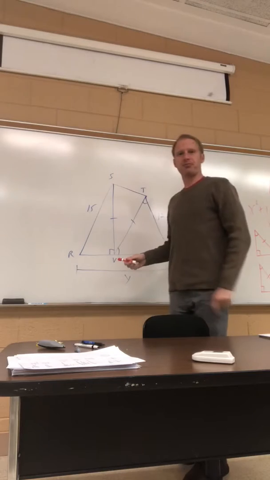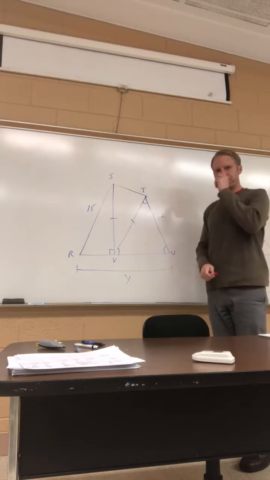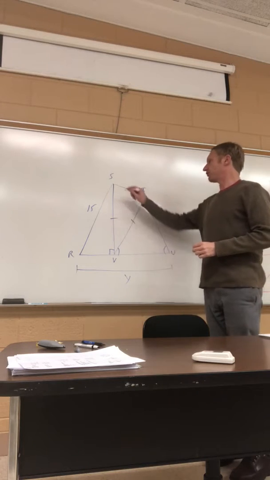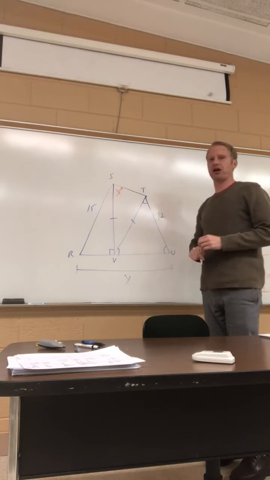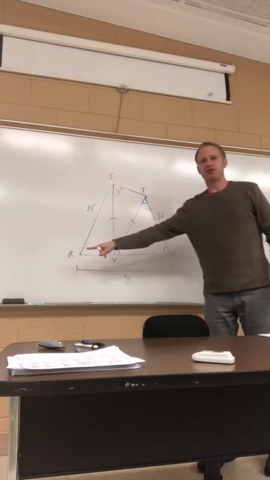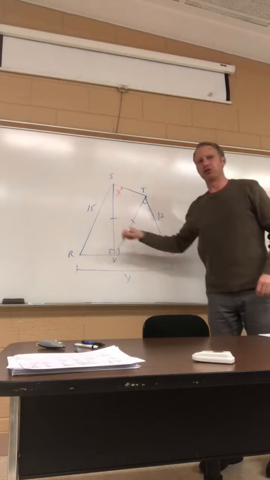So the problem is up on the board here. Here it is. And we're asked to find x and y. And x is actually supposed to be this angle right here. I forgot to include that. And y is the longer segment on the bottom from R to U.